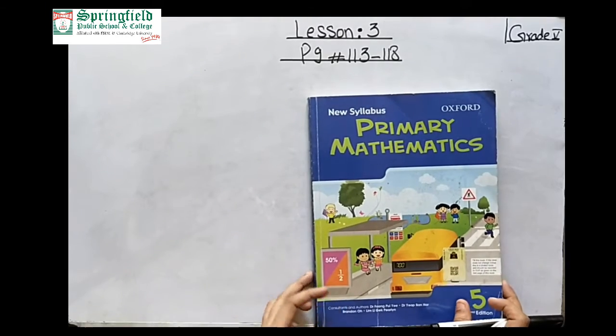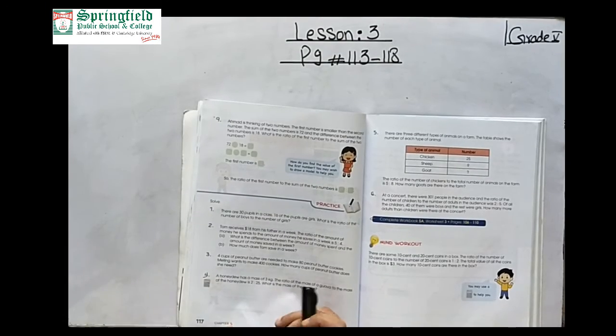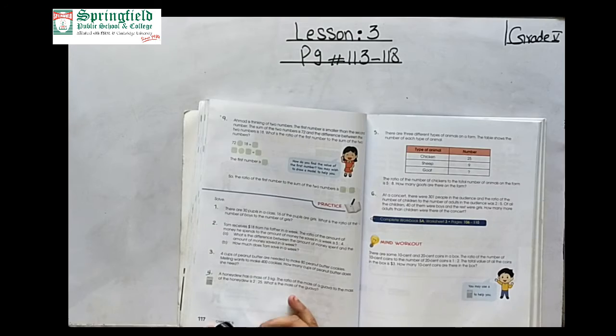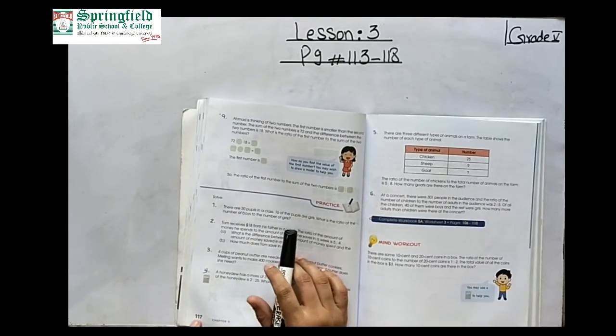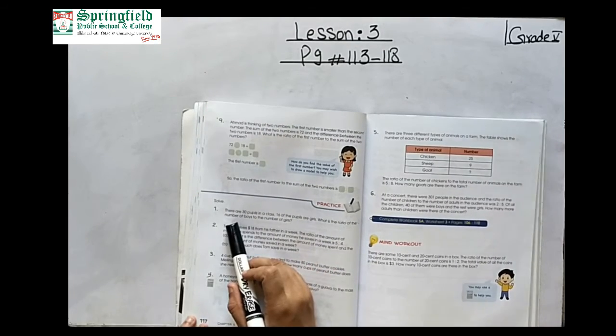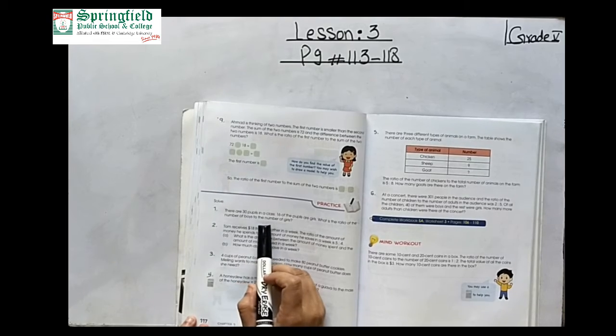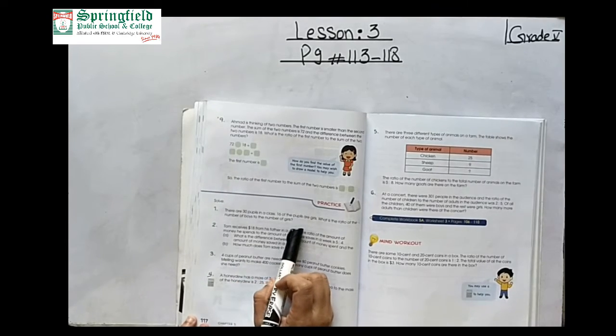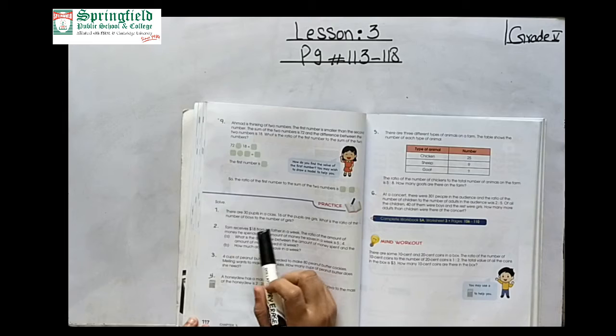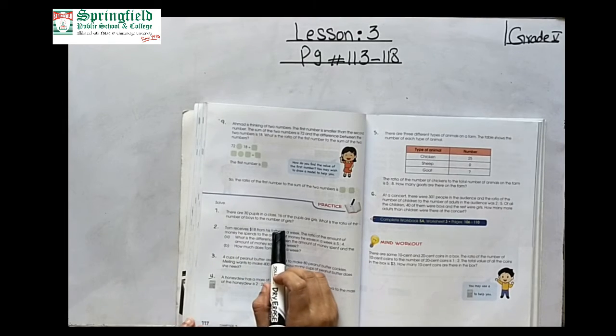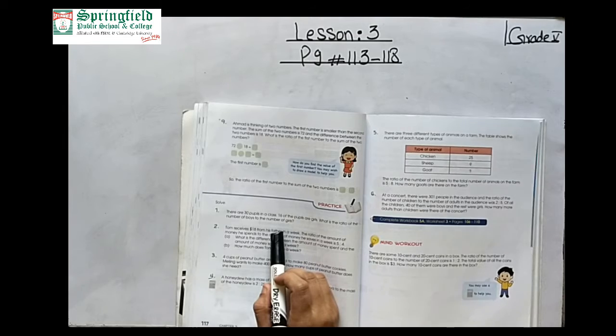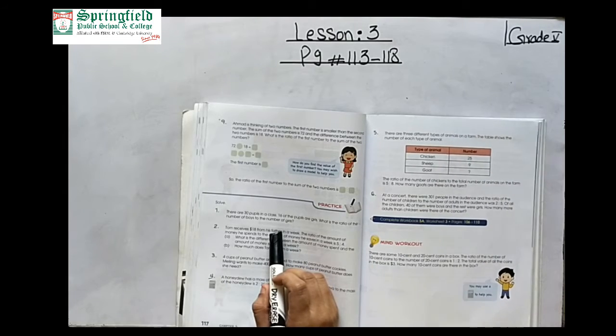Now take out your book and turn to page number 117, to practice word problems. The first word problem is: there are 30 pupils in the class. 16 of the pupils are girls. What is the ratio of the number of boys to the number of girls? They are asking about the ratio, as we have already learned about ratio. Ratio means the comparison of two or more quantities of the same kind.